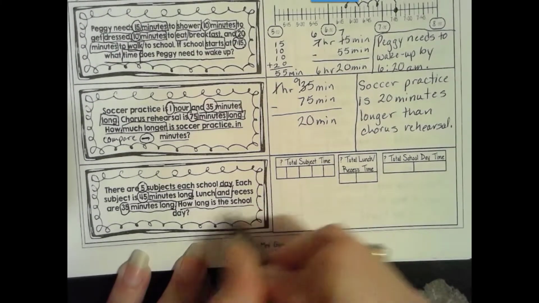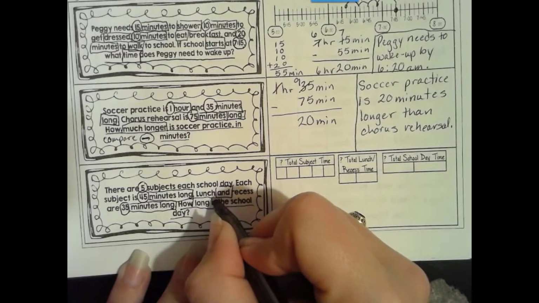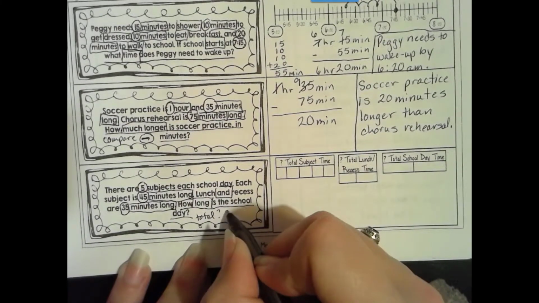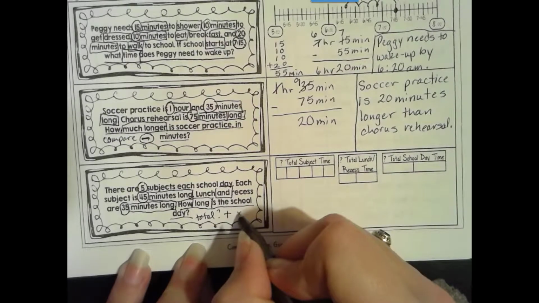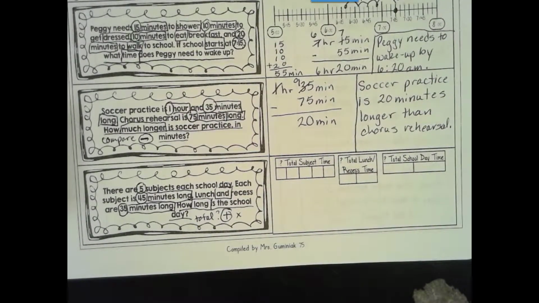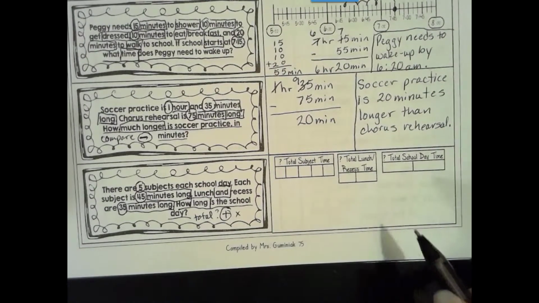How long is the school day? So we want to know our total. We don't know our total, so we're going to either add or multiply. Most of these numbers are not the same, but we may be doing a little bit of both. Ultimately, we're going to add up the total. So here we have a few steps. We're going to want to do a little bit of multiplying and adding, because otherwise it's a lot of numbers.